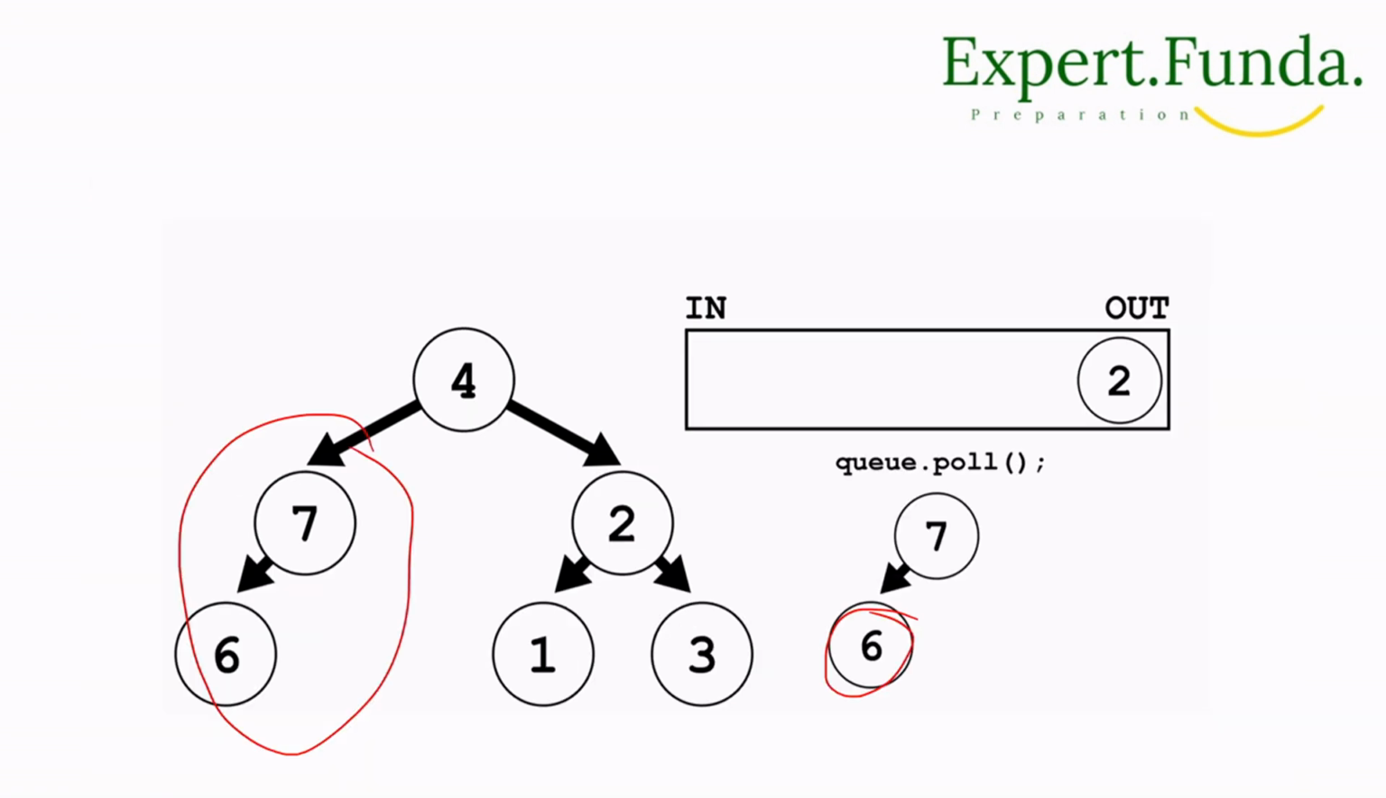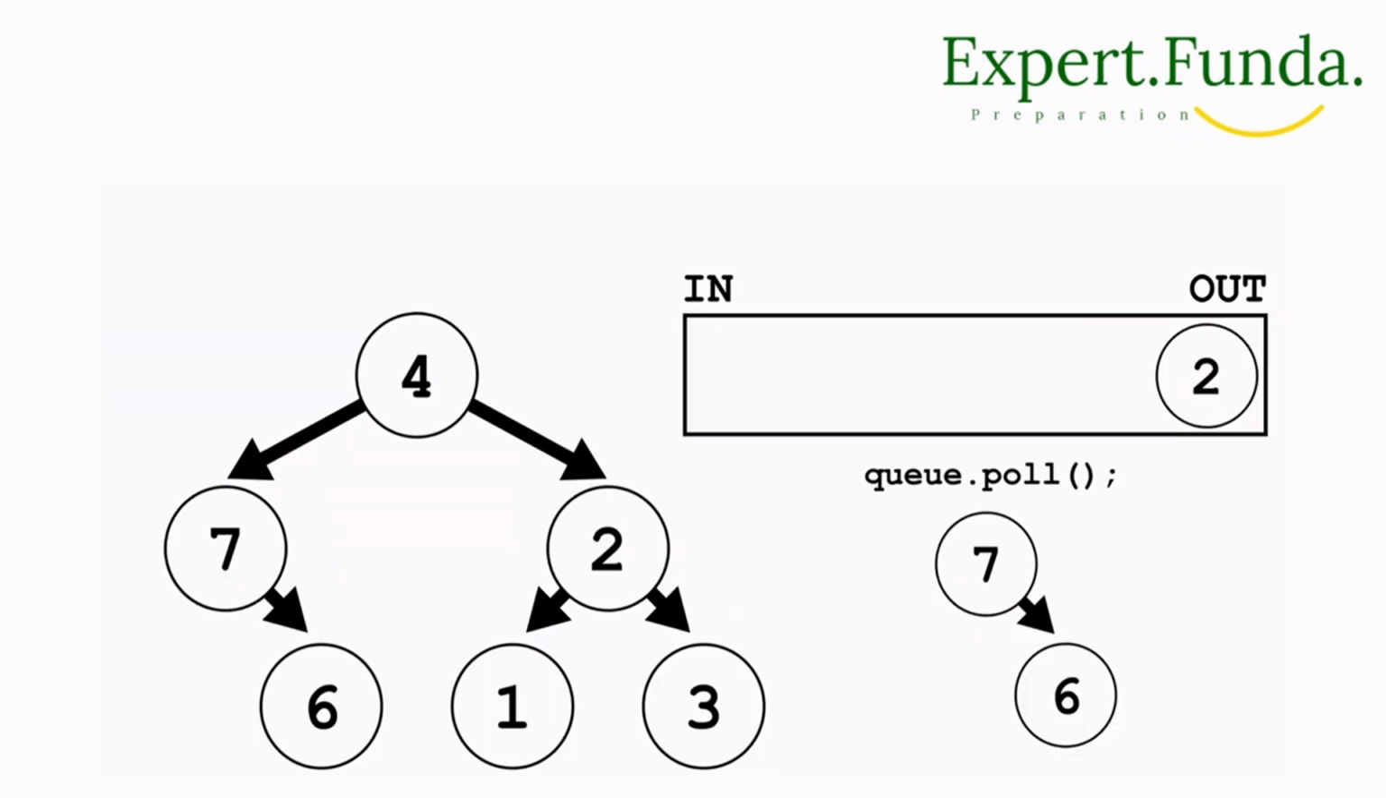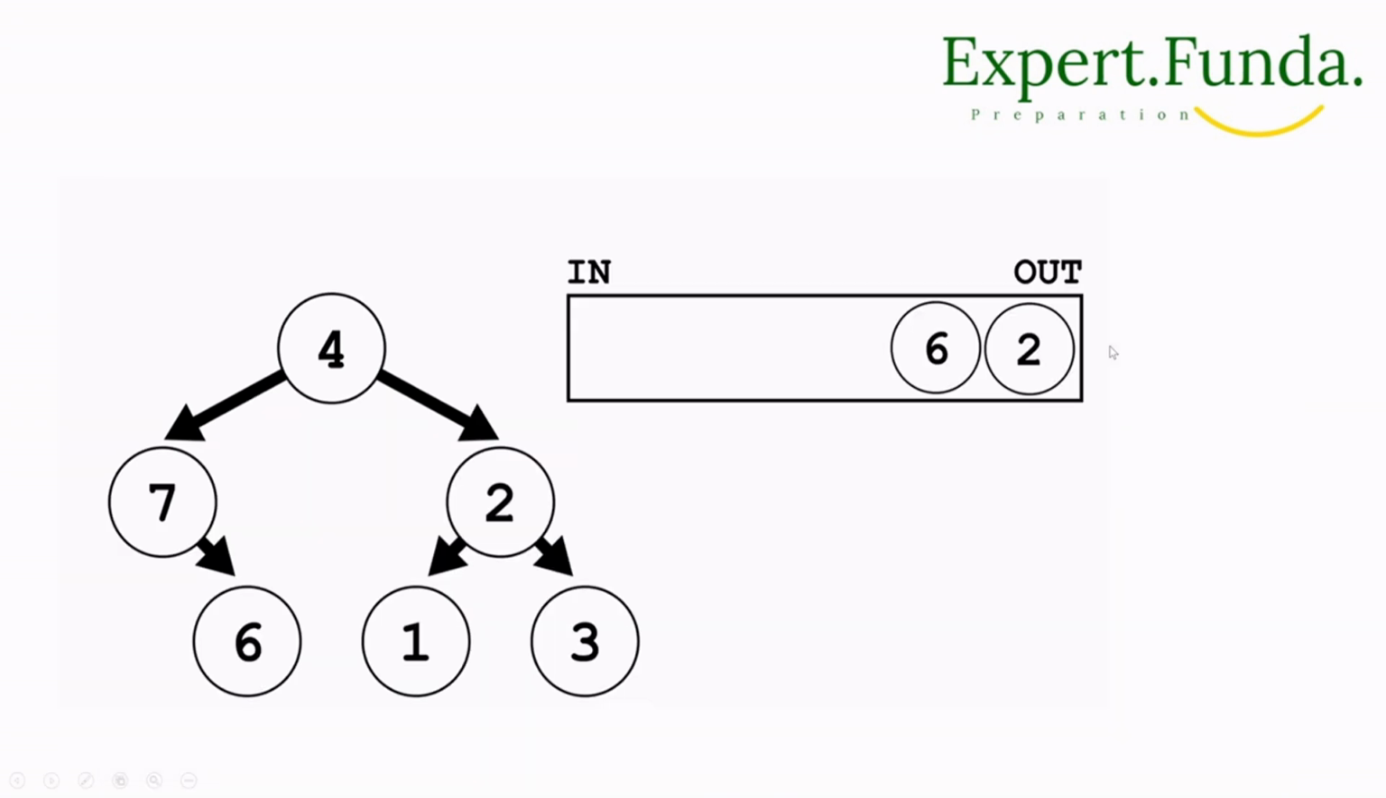And then we will remove 7 from the queue. Only one child is there, and the other is null. So we will do the swap here. After the swap it will look like 7 and this one. Now it is on the right side, previously it was on the left side. After the swap we will add onto the queue, we have pushed it into the queue.